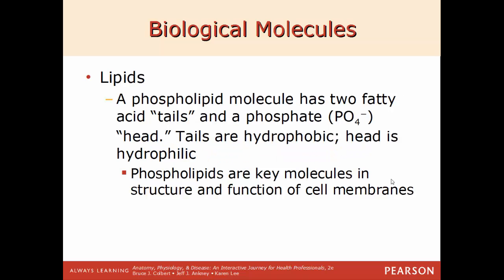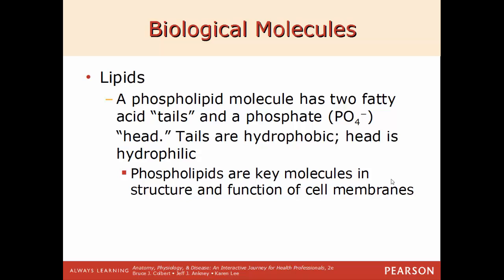Now, a phospholipid molecule will have 2 fatty acid tails, and also a phosphate, PO4 with a negative charge, the phosphate head. The tails are hydrophobic and the head is hydrophilic. Now, this structure is important because this will form the cell membranes of cells. You have the hydrophilic heads pointing outside of the cell and inside of the cell, where you find water, and the hydrophobic tails are going to be facing each other.